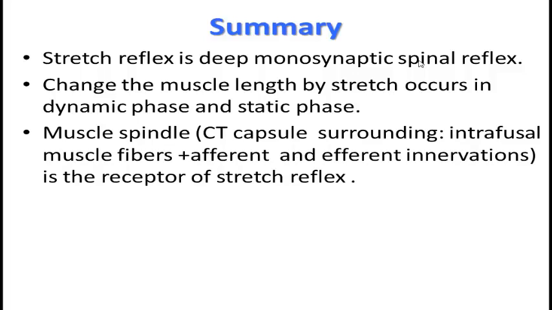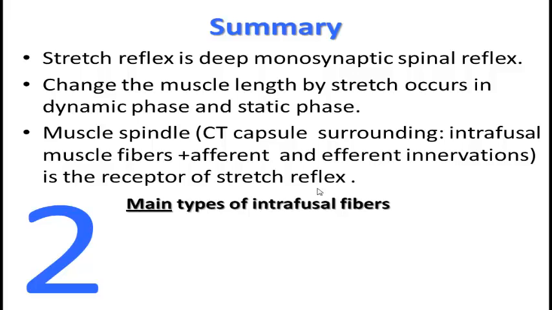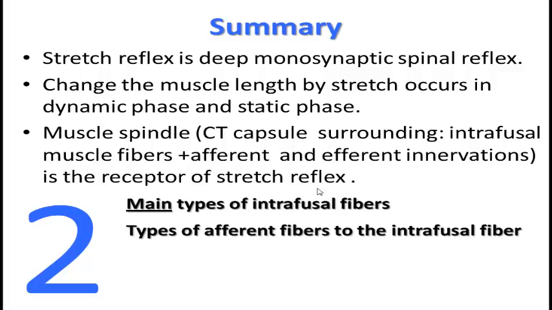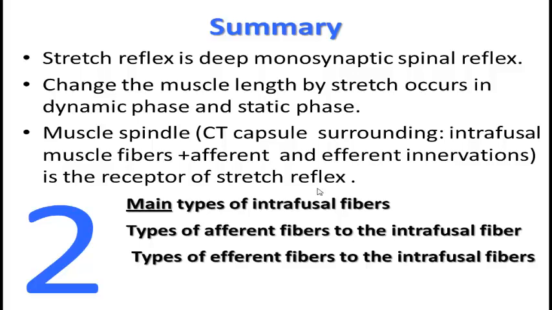Muscle spindles, which consist of a fusiform connective tissue capsule surrounding intrafusal muscle fibers, which are innervated by afferent and efferent innervations, are the receptor of stretch reflex. We have two main types of intrafusal muscle fibers, which are nuclear bag and nuclear chain fibers. We have two types of afferent fibers, which are primary and secondary nerve endings. We have two types of efferent fibers, which are dynamic and static gamma efferent fibers.